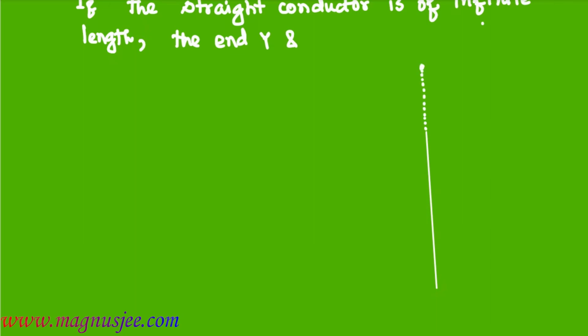So here the end Y is assumed to be at infinite distance, and also the end X is assumed to be at infinite distance from the point P. This is the point P and A is the perpendicular distance of the point P from the straight conductor XY, and this is the oblique distance YP of the end Y. As the end Y is at infinite distance, the oblique distance YP will be almost perpendicular to the perpendicular distance A. Hence, the angle subtended by the oblique distance YP with the perpendicular distance A, that is phi 2, will be equal to 90 degrees.